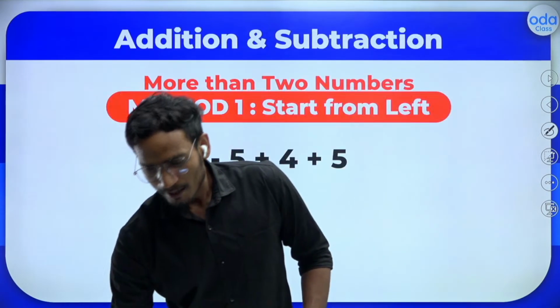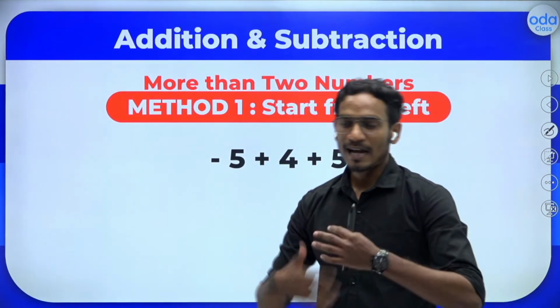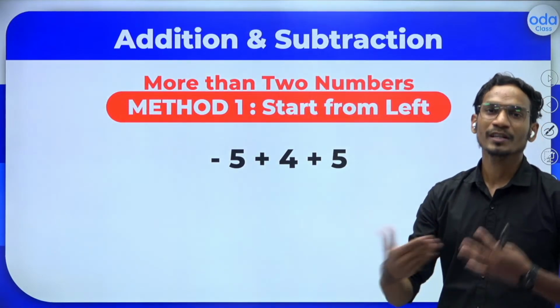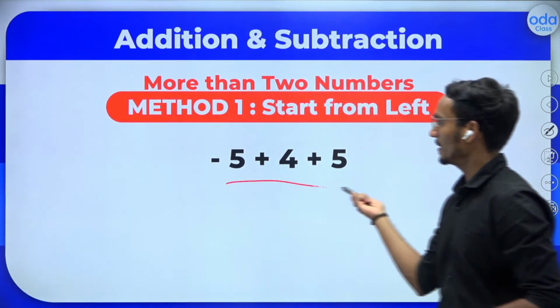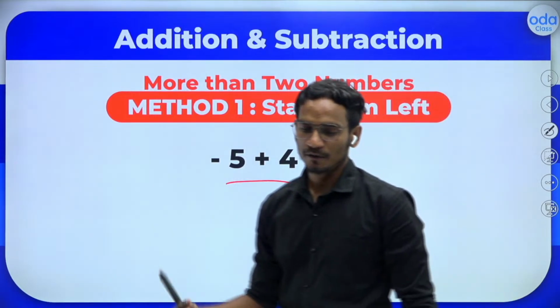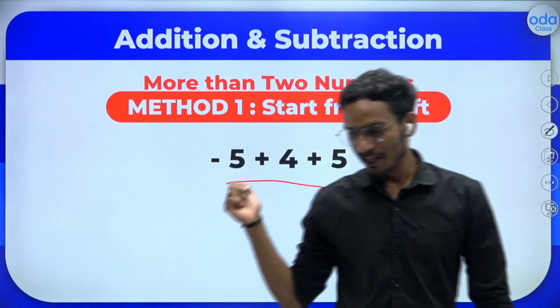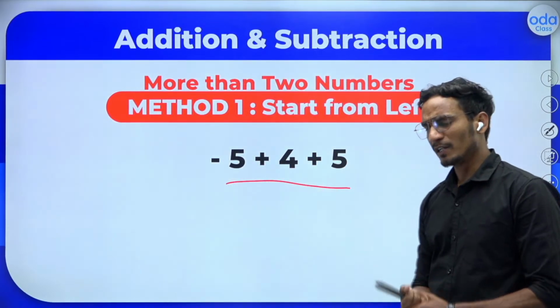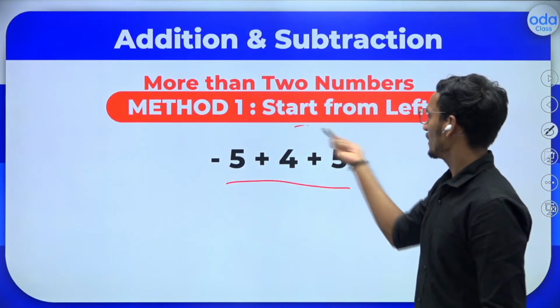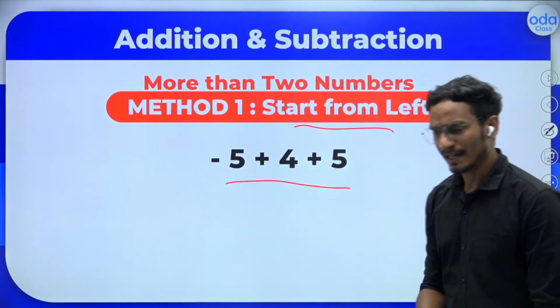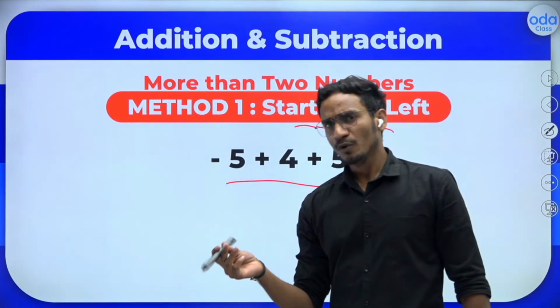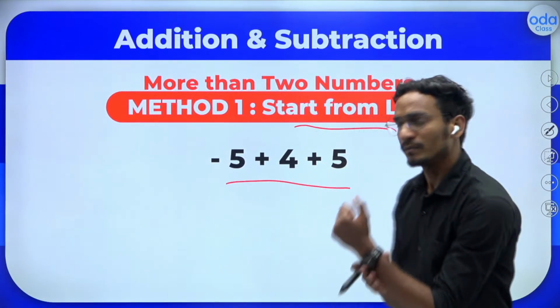नाउ राइट नाउ वी आर एडिंग टू नंबर्स. क्या करें जब हमारे पास मोर देन 2 नंबर्स हो? फॉर एग्जाम्पल दिस -5 + 4 + 5. In this case, we are having these 3 numbers. What we'll do? We'll go ahead and we'll start from the left. Simple. Or even if you want to improve, थोड़ा सा rearrangement कर सकते हो.